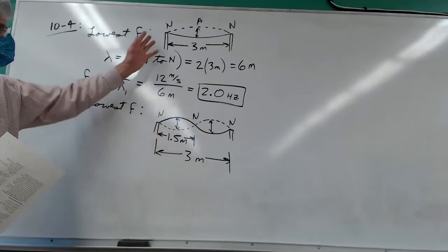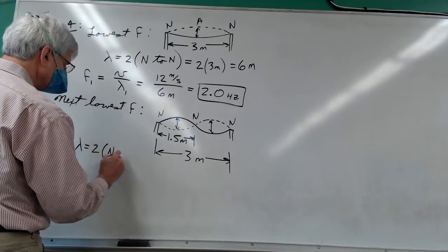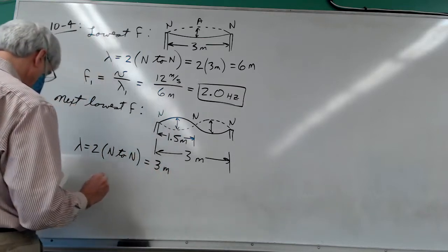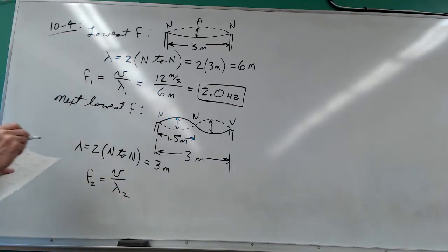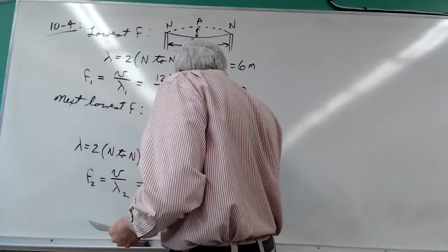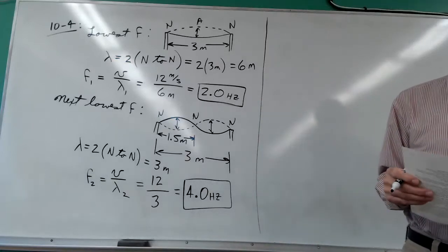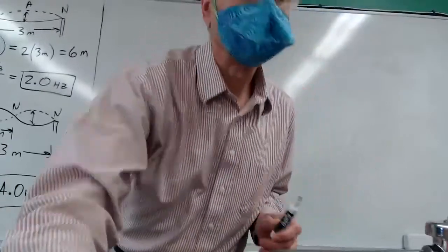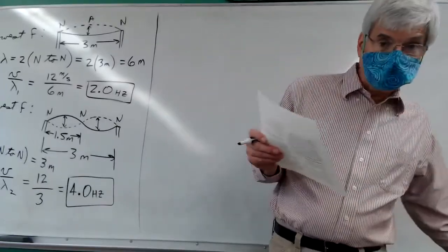Once you have figured that out, the rest is just a repeat of what I did with the first frequency. Two times 1.5 would be 3. And then speed over wavelength to get the frequency. For the third one, pattern of vibration with the next longest wavelength after that.